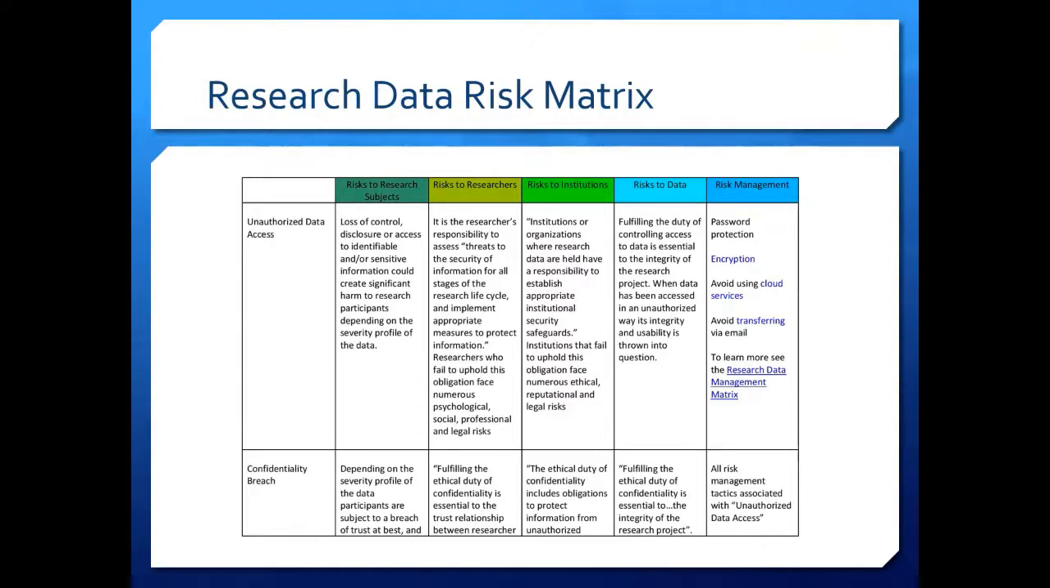And so we have a risk matrix that talks about risks to different groups that are associated with research. So what's the risk to research subjects? What's the risk to researchers? What's the risk to institutions? What are the risks to the data itself? And how do you manage the risk?